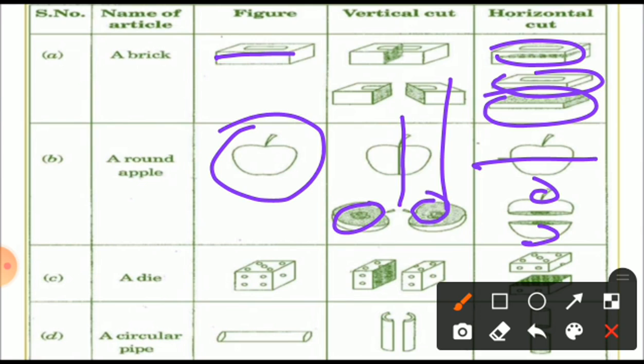So, here is a look alike. Same way a die or a dice, you are going to cut it. When you cut it, you will find exactly the same vertically and horizontally. At last, a circular pipe. A circular pipe is nothing but the water pipe at home or any type of pipe.